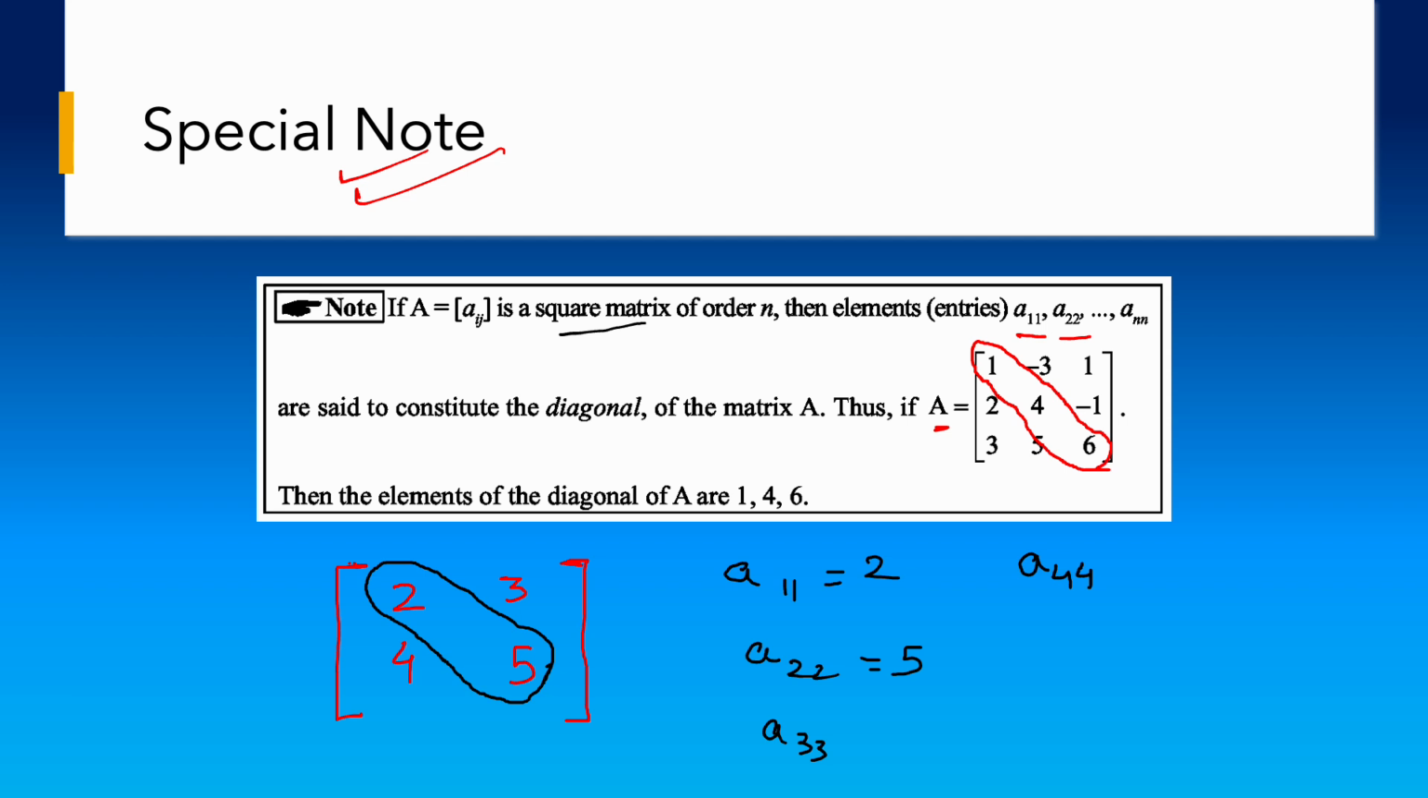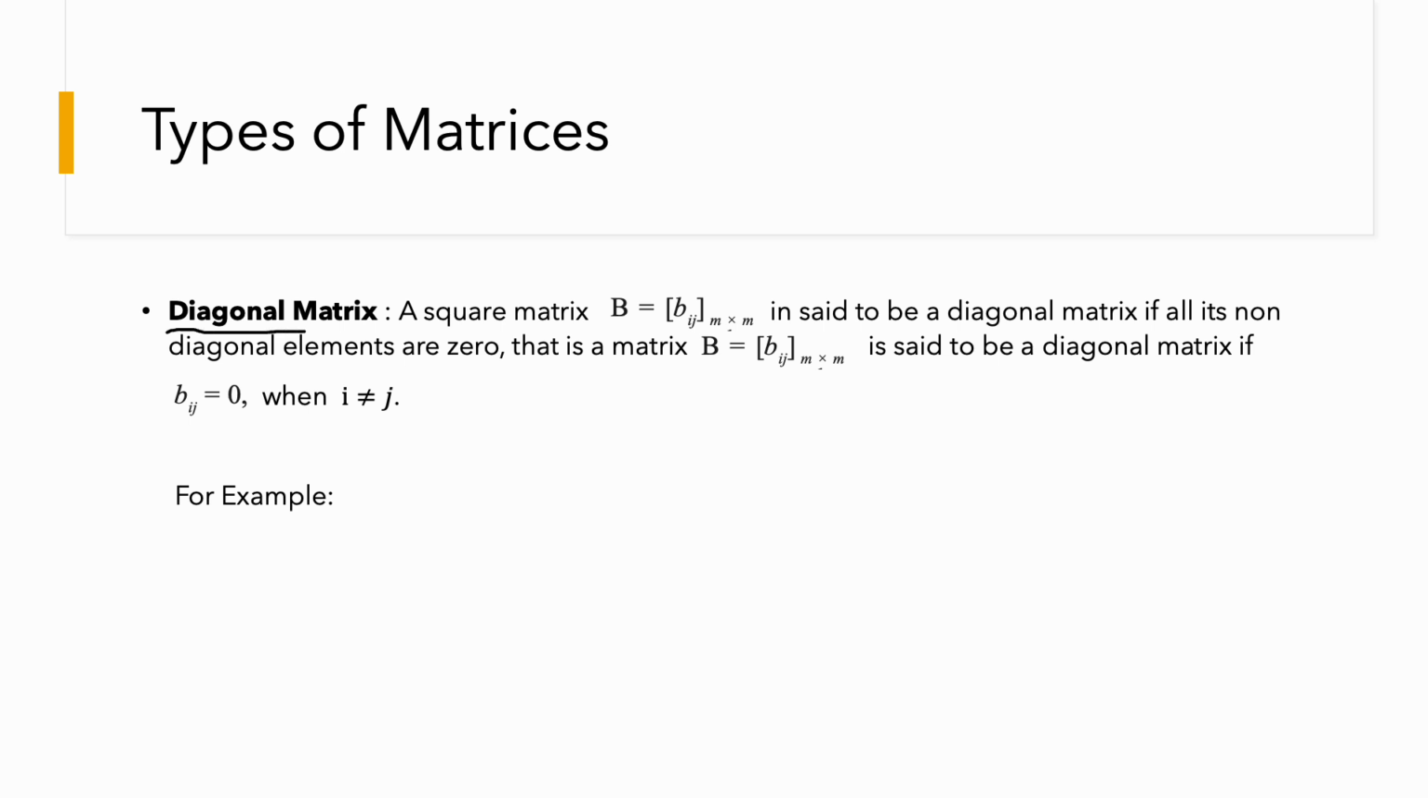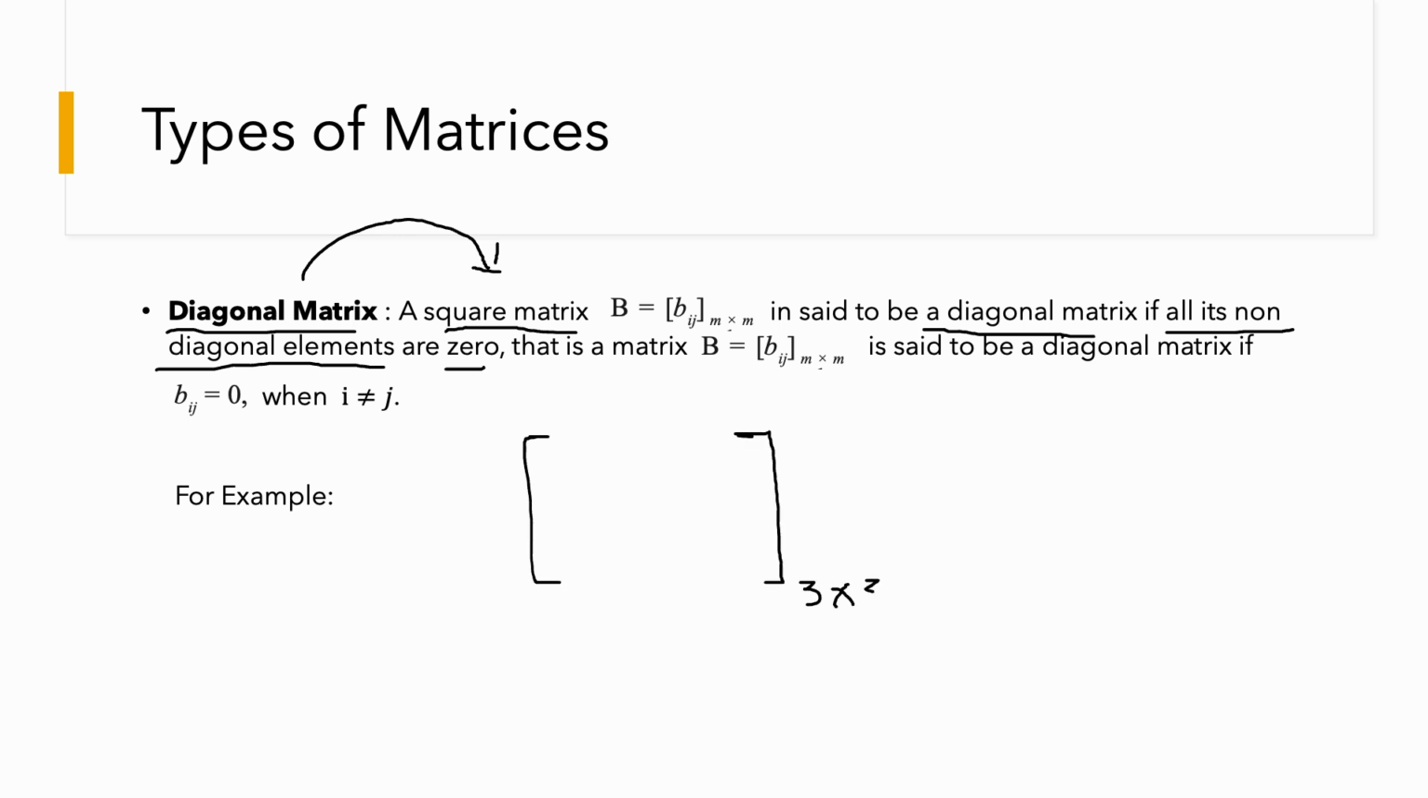Okay. Then we have a diagonal matrix. A diagonal matrix is always a square matrix. A square matrix is said to be a diagonal matrix if all its non-diagonal elements are 0. So what do they mean by non-diagonal elements? Non-diagonal elements need to be 0 in a diagonal matrix. So let me give you an example. Suppose you have a 3 by 3 square matrix and we have the diagonal elements as 1, 2 and 3. So these are the A11, A22 and A33 elements.